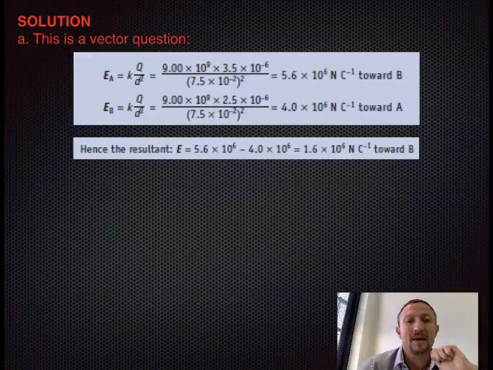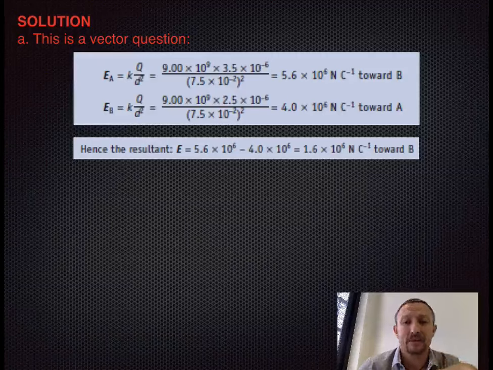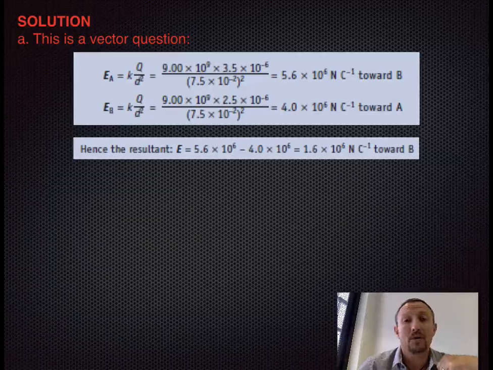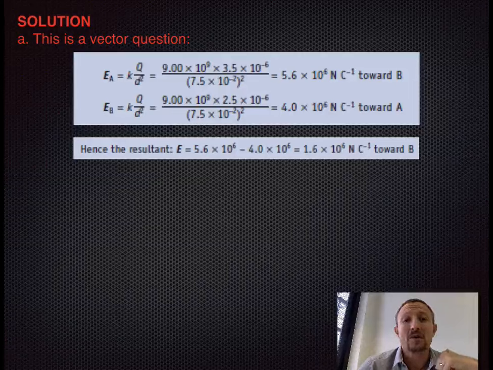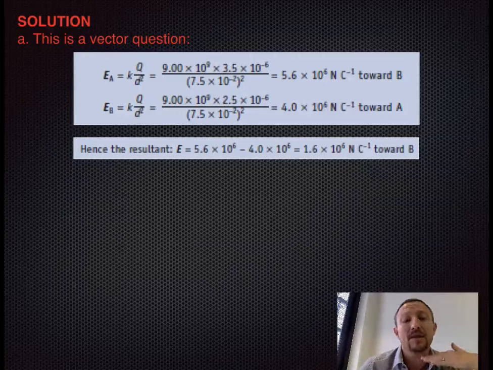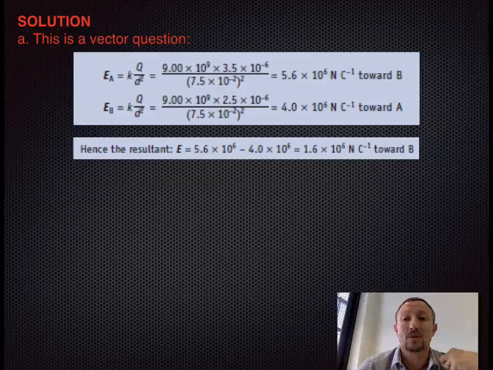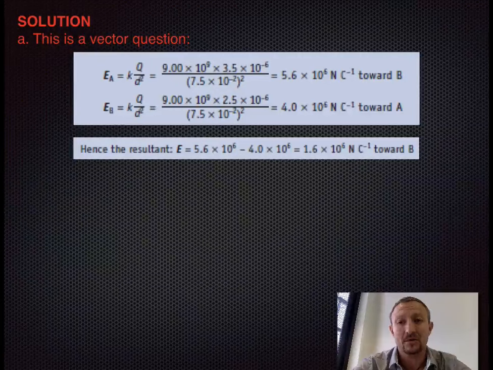So we use K times Q over D squared for A and K times Q over D squared for B. And we notice that for A, the electric field strength is 5.6 times 10 to the 6 newtons per coulomb in the direction of B. And for the electric field strength at B, it is 9 times 10 to the 9 times 2.5 times 10 to the negative 6, that's our charge, divided by the distance at halfway squared, which is 7.5 times 10 to the negative 2 all squared, which equals 4 times 10 to the 6 newtons per coulomb. And this is acting in the opposite direction towards A.